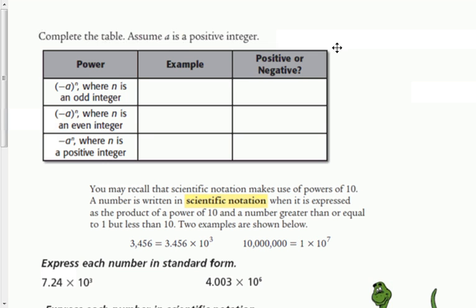We're going to learn how to do scientific notation. Should be somewhat of a review, but a good review. Before we do that though, I want to just review what we learned in class yesterday a little bit. So we're going to fill out this table.